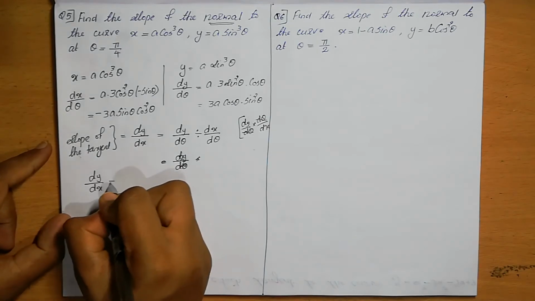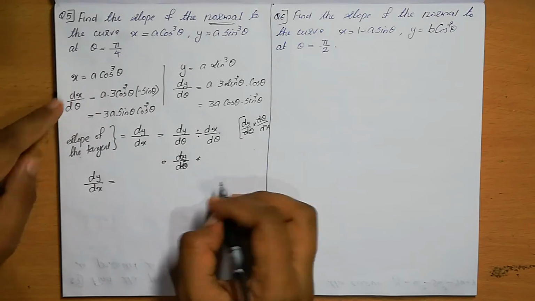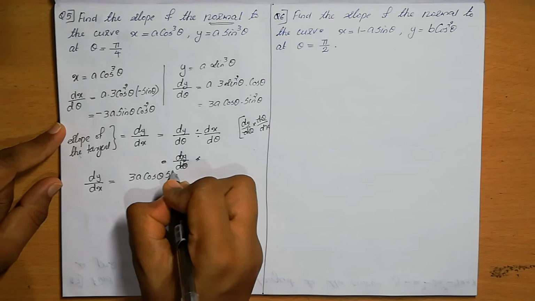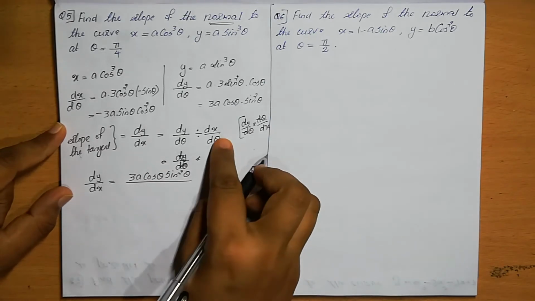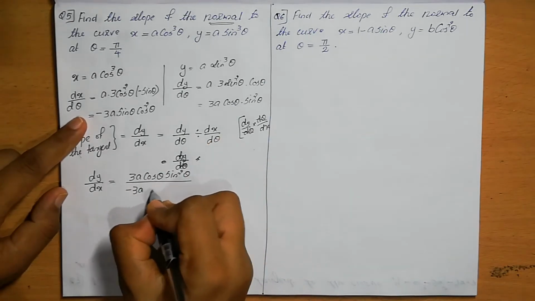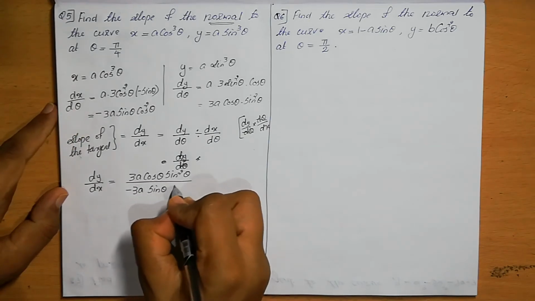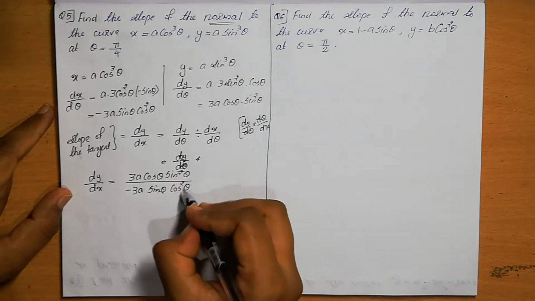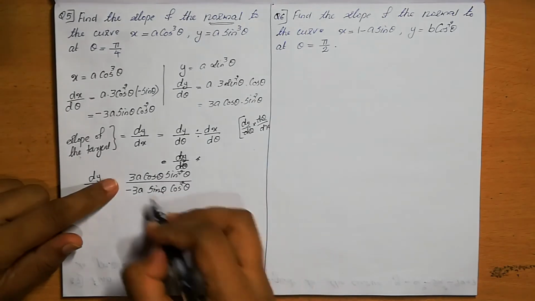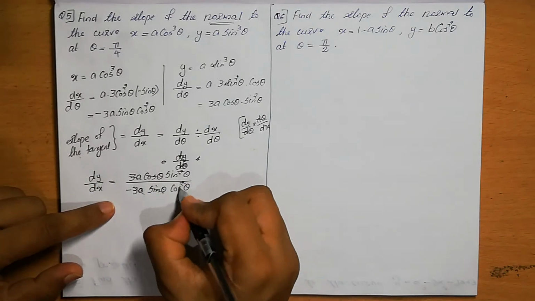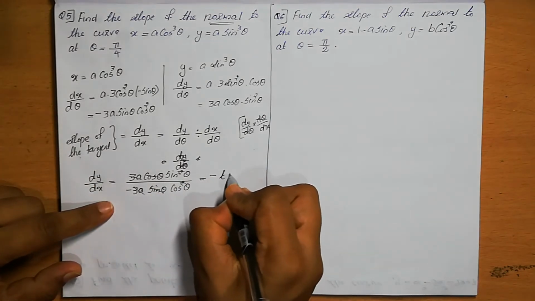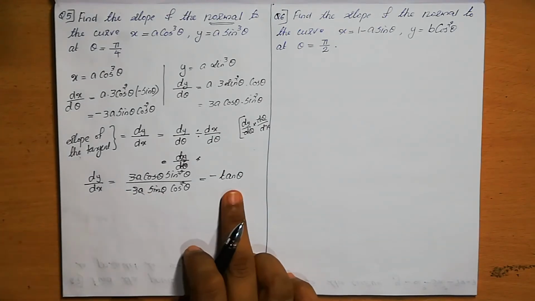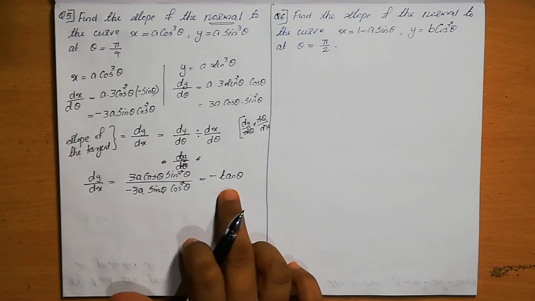So dy by dx equal to dy by d theta, which is 3a cos theta sin square theta, divided by dx by d theta, which is minus 3a sin theta cos square theta. So sin theta and sin square theta cancel, cos theta and cos square theta cancel, and 3a cancels. So what is the answer? Sin by cos is minus tan theta. So dy by dx, the slope of the tangent, we got as minus tan theta.